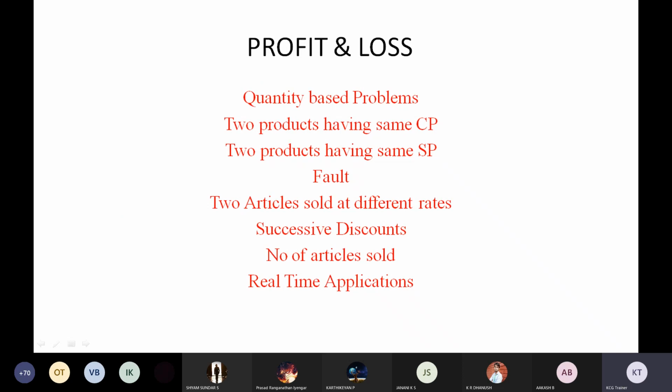Let's see the first concept, quantity based problems. From the name itself, you understood quantity based problems. First of all, in which type of question should you apply the concept of quantity based problems? That is more important. In which type of questions will you use quantity based problems?